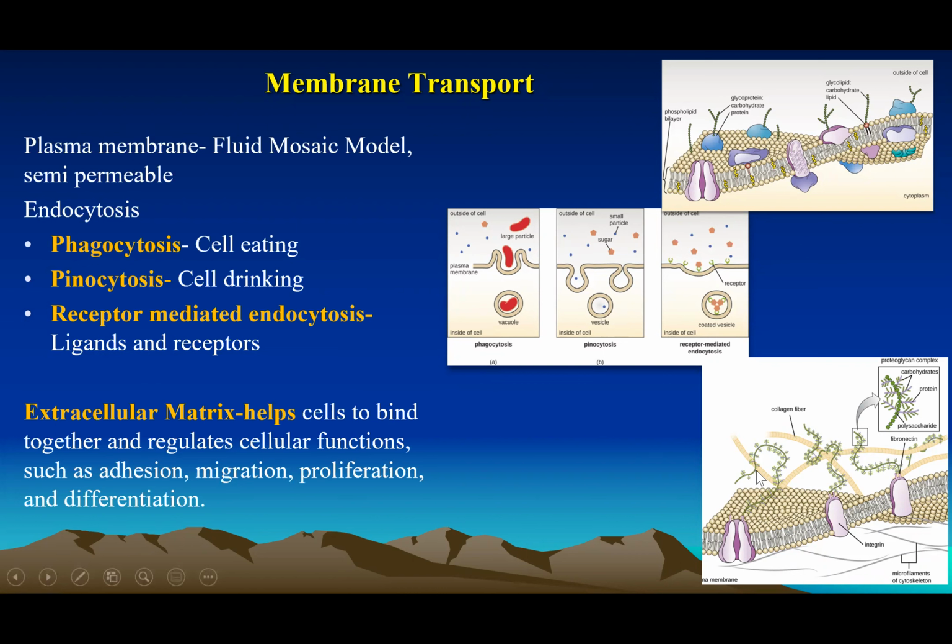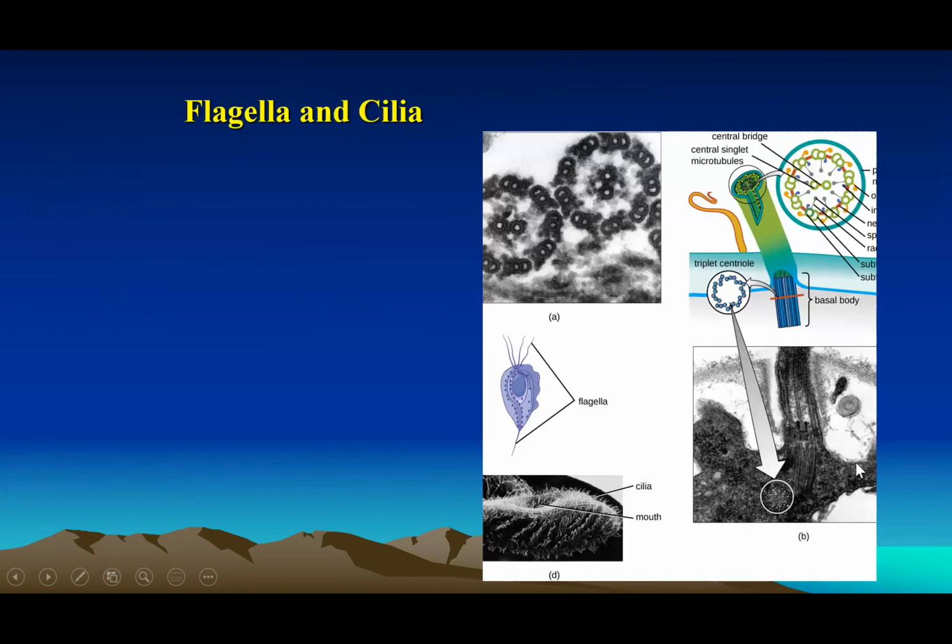The extracellular matrix is also very important in a eukaryotic cell because it will help to bind together with other cells, for adhesion, proliferation, differentiation, and also for cell to cell communication. So the carbohydrates, proteins, or lipids that are attached to the extracellular matrix have vital functions.